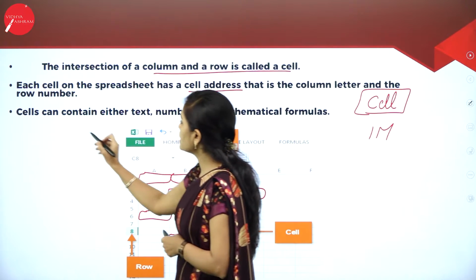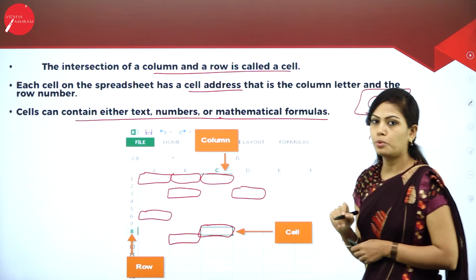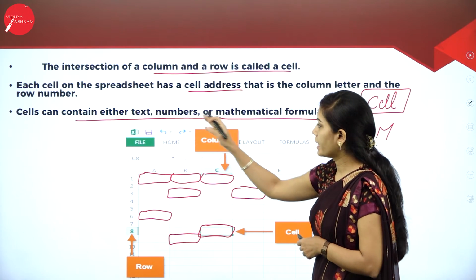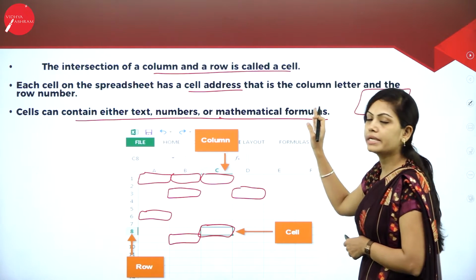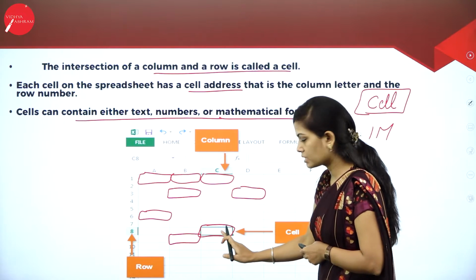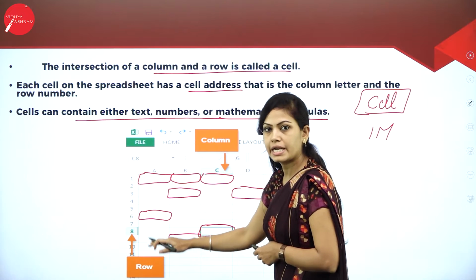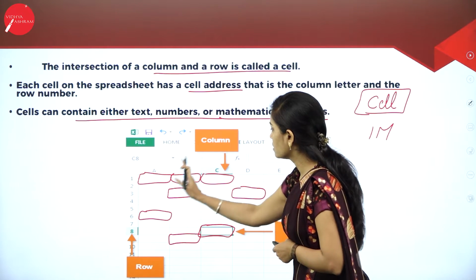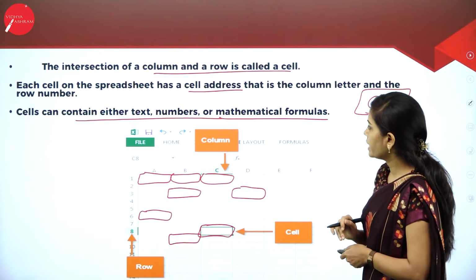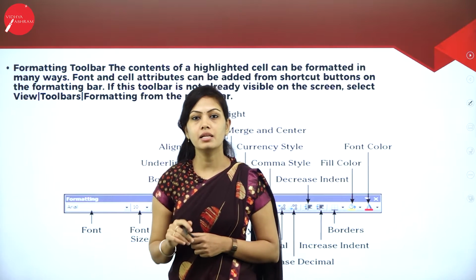And cells can contain either text, numbers or mathematical formulas. So inside the cell we can type text, numbers or mathematical formulas in a spreadsheet. So this is called a cell, and these are the rows designated as numbers, and these are the columns designated as letters. And next we have the formatting toolbar in the Excel sheet.